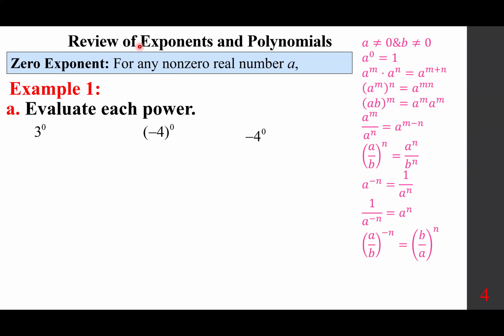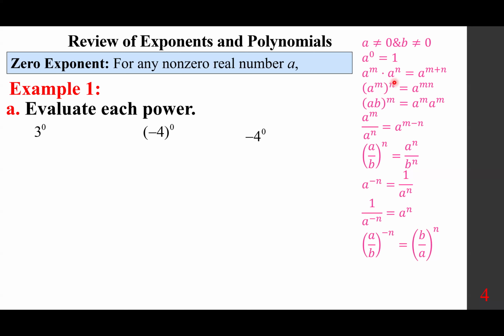All right, review of exponents and polynomials. These are a bunch of them, and we should be pretty comfortable with those, everybody. A can't be 0, B can't be 0, a to the power of 0 is 1. That's called the zero exponent for any non-zero real number a. A to the power of 0 is 1. A to the power of m times a to the power of n is a to the power of m plus n. This is the product rule.